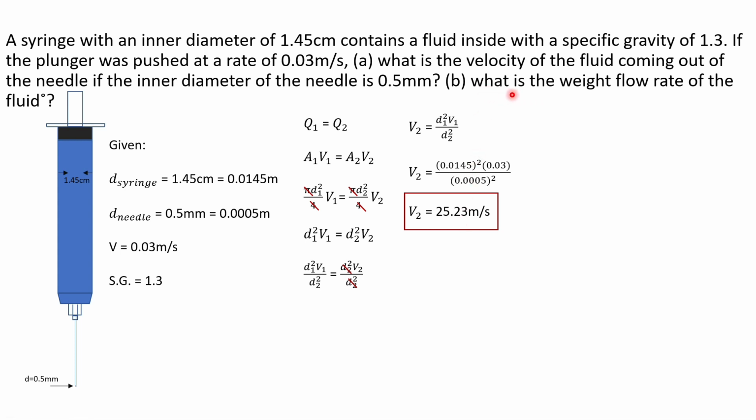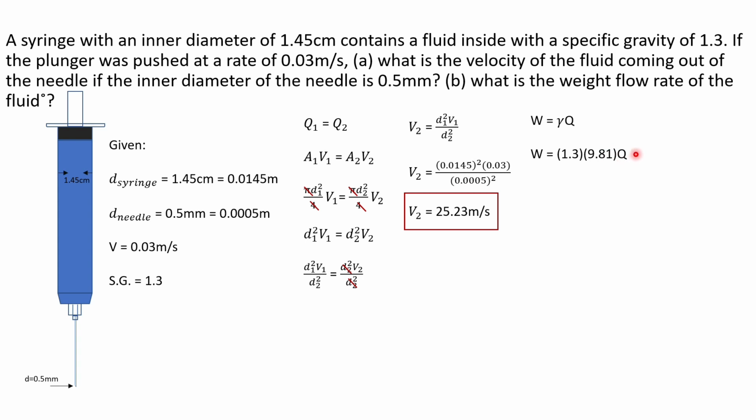In part B, we are asked to calculate the flow rate of the fluid. This is the flow rate inside the needle, so the weight flow rate is simply equal to gamma times the discharge. We don't have the value of gamma, but we have the specific gravity of 1.3, which will be used to calculate the specific weight, or gamma, of the fluid. So we'll just need to multiply its specific gravity by the specific weight of water, which is 9.81 kilonewtons per meter cubed.